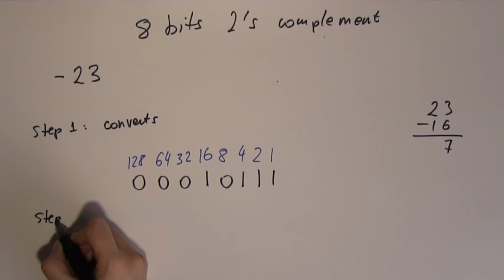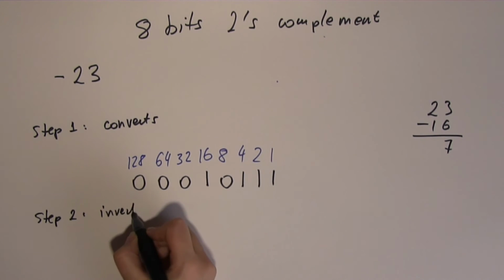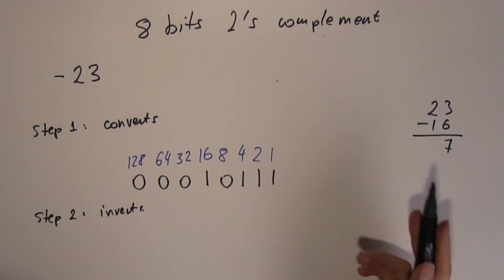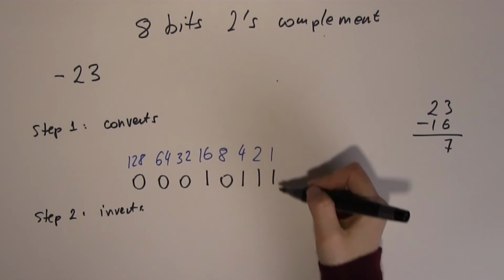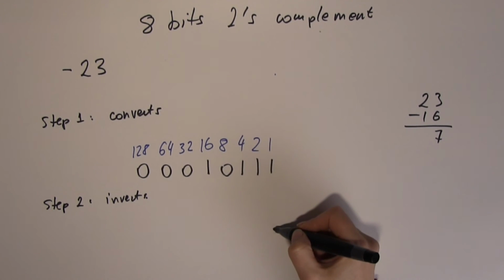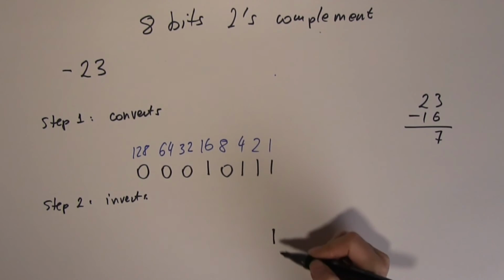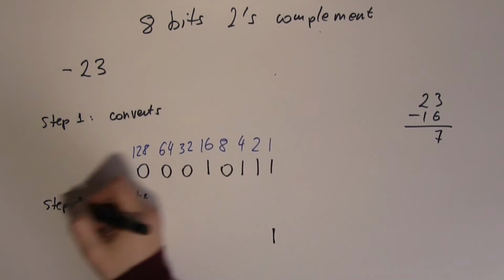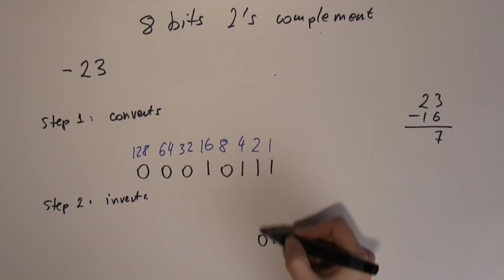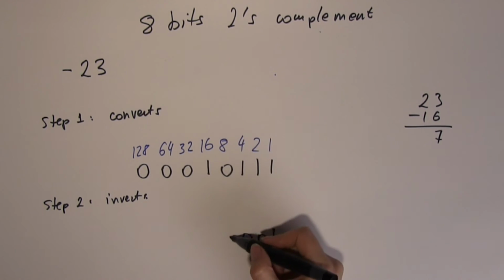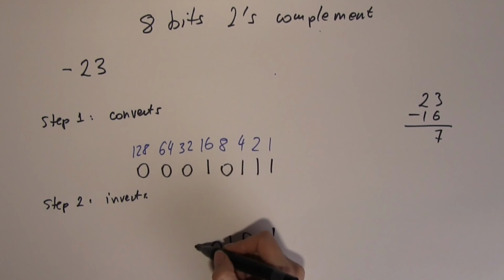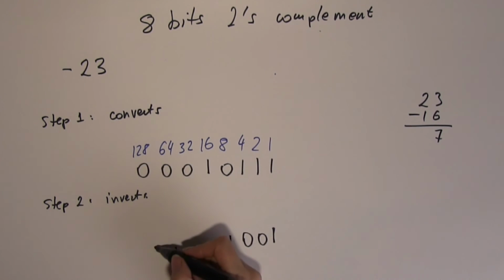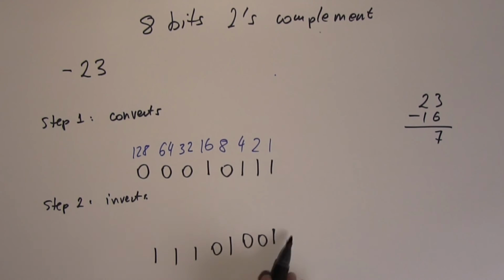Then comes step 2, we need to invert. So when we're inverting, we copy the number until we copy the 1. First digit is 1 again, so I already copied the 1. So I need to invert everything else following on. 1 becomes a 0, 1 becomes a 0, 0 becomes a 1, 1 becomes a 0, 0 becomes 1, 0 becomes 1, 0 becomes 1. And sorry about the wonkiness of it, but this number is the 8 bits 2's complement equivalent of minus 23.